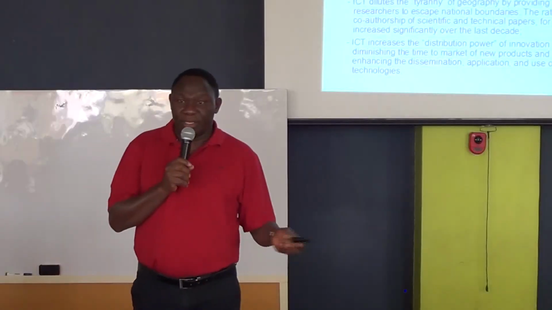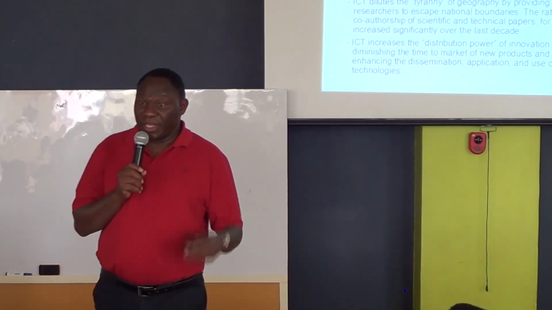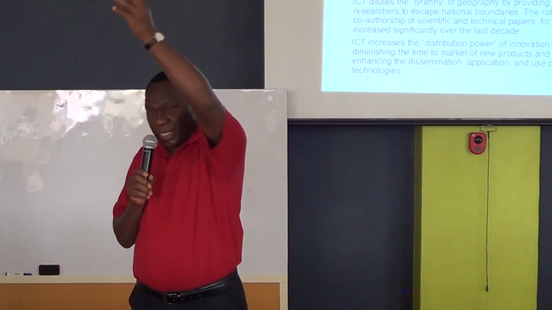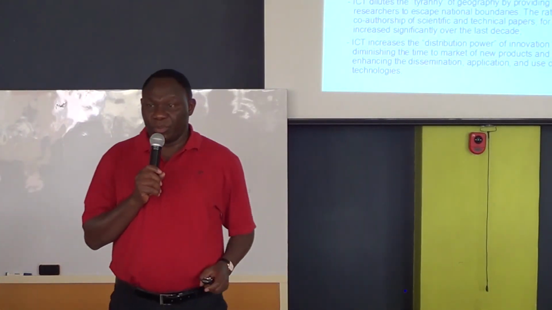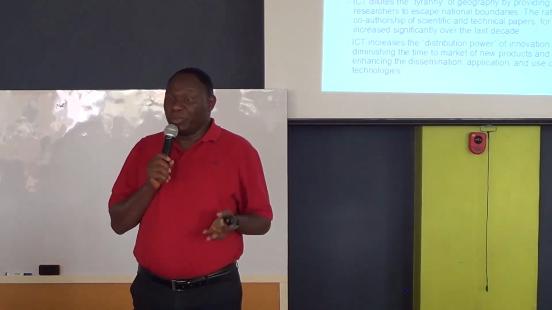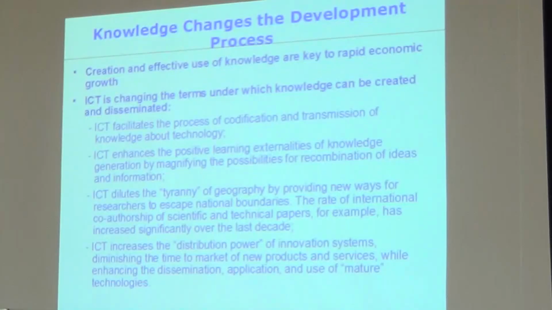You can look at even Shamba from here. What it's doing is actually knowledge. That the farmers know what the produce is being sold in Europe. Then they can begin to bargain. That's knowledge. It never used to be there. Middlemen used to exploit because the farmers didn't know what was happening. Then ICT enhances the positive externalities of knowledge, magnifying the possibilities of recombination of ideas.